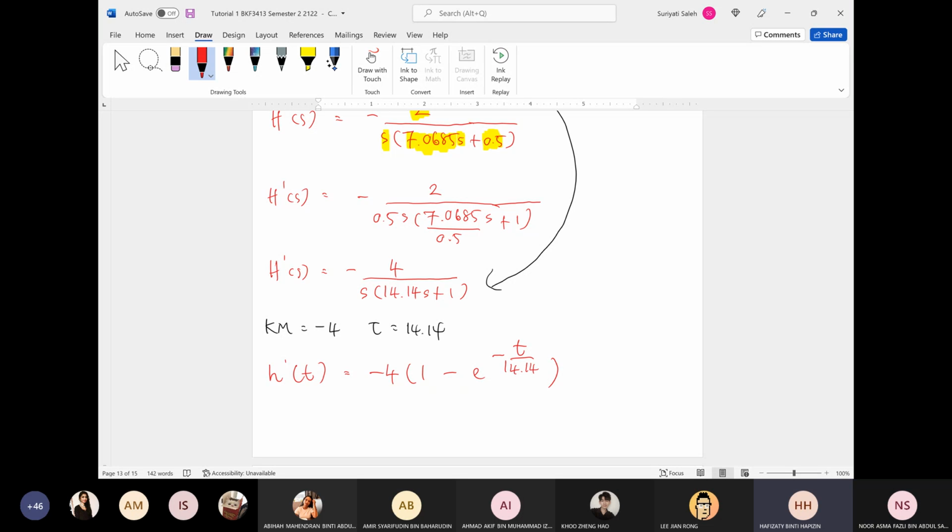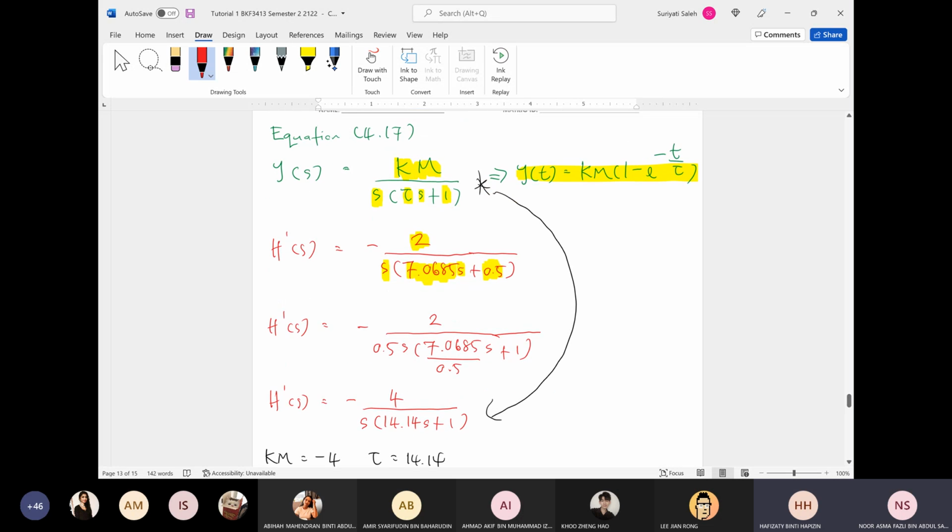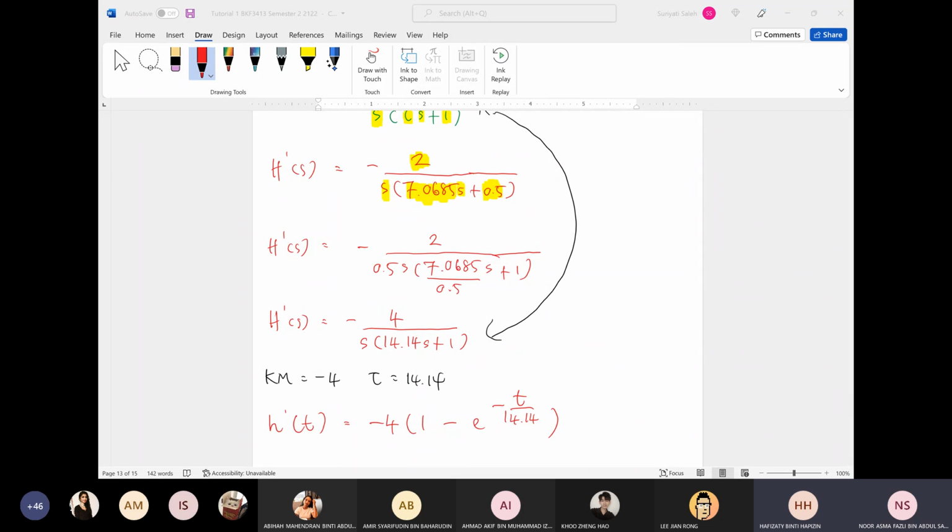So I am already able to do the inverse Laplace. We just use whatever we have for the form. In this case, YS equals Km over tau S plus 1. If you have this form, then you have the standard inverse Laplace. However, my transfer function has the plus 0.5, so I convert it to become 1 to have the same form as equation 4.17. Now I have the same symbol, then I can directly use my inverse Laplace.